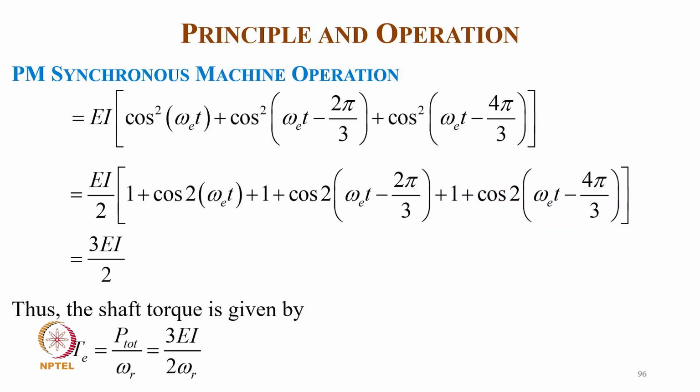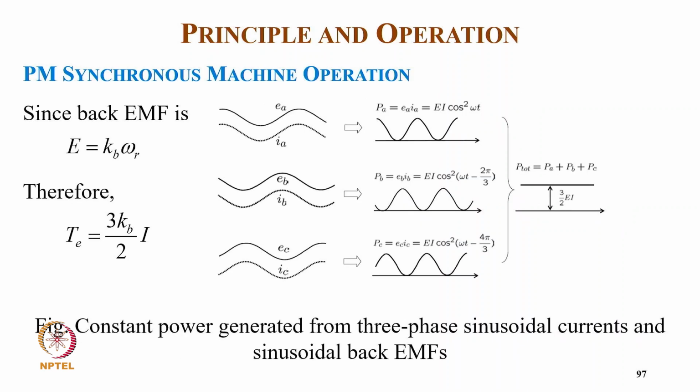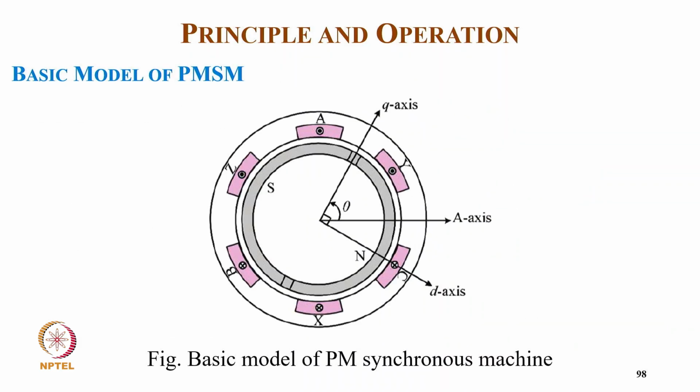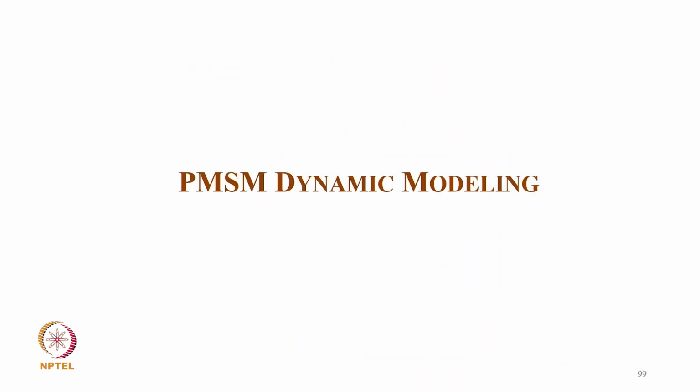Thus the shaft torque is T equal to P over omega_r, that is 3 EI upon 2 omega_r. And since back EMF is E equal to Kb omega_r, as shown here, the total power for three phases becomes constant at 3 by 2 EI, and the torque becomes 3 Kb by 2 into I. So now this is the basic model of the permanent synchronous motor. You can see clearly the surface mounted magnets and the three-phase winding on the stator, as is symbolic.